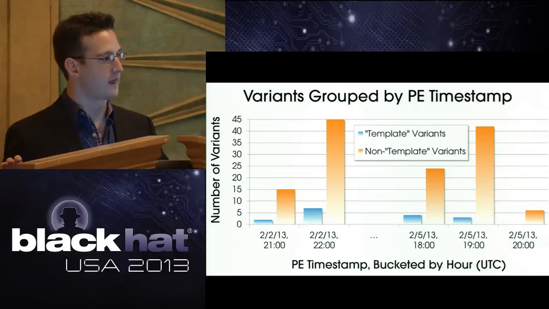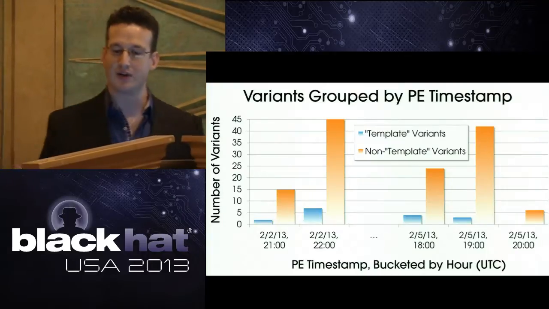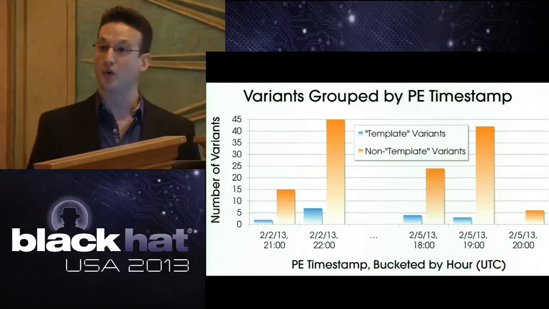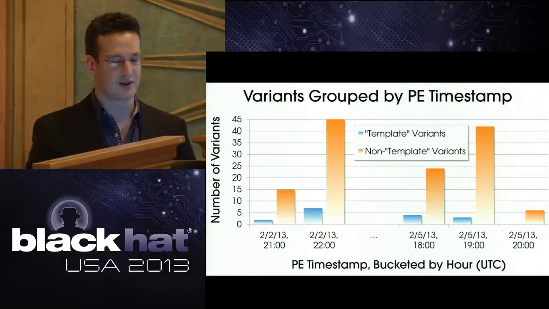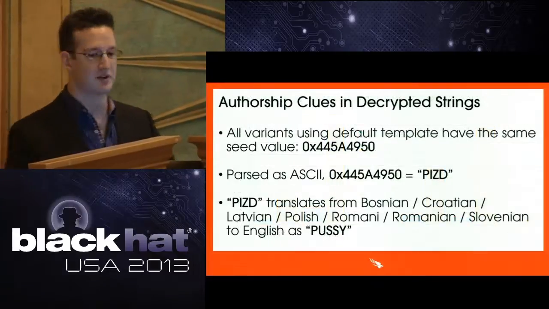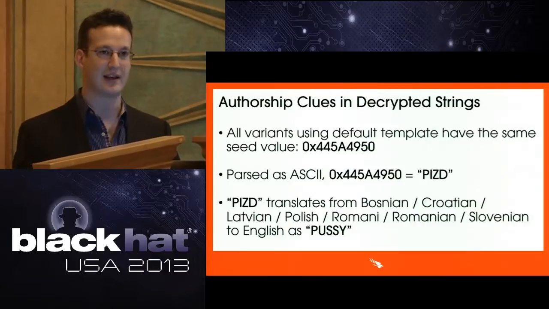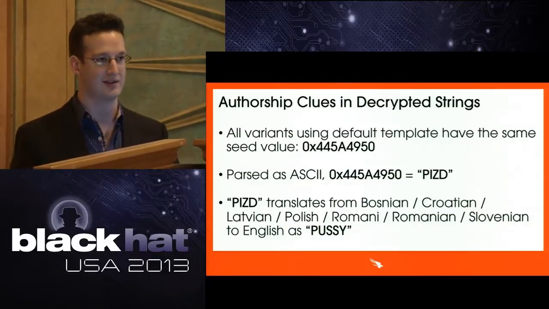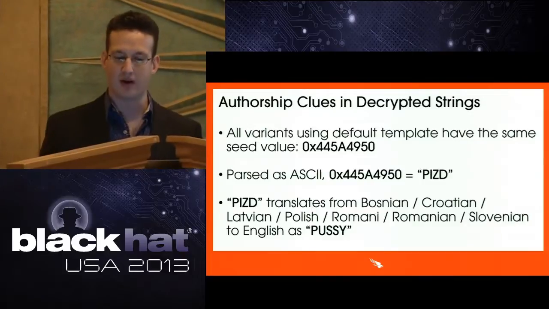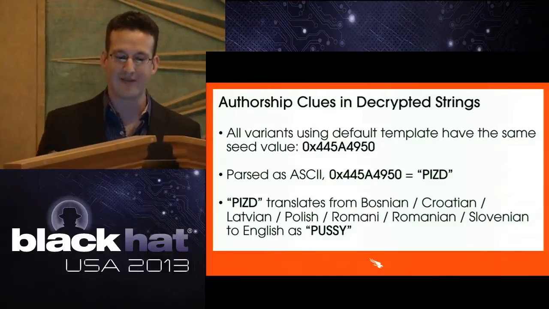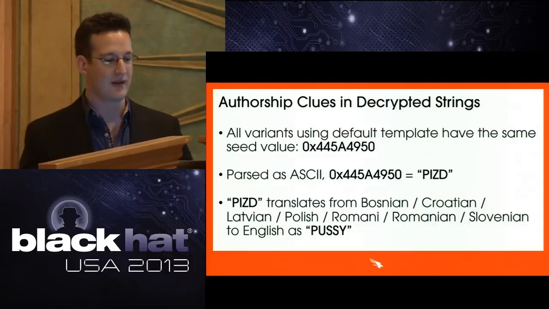So I mentioned earlier that one of the things that we do at CrowdStrike is try to do intelligence research to find out who wrote the malware that we look at. So let's investigate that a bit. There's some clues in these decrypted strings, in these template strings for the non-randomized variants. It turns out that all variants using that template have the same exact seed value. It's not randomized.